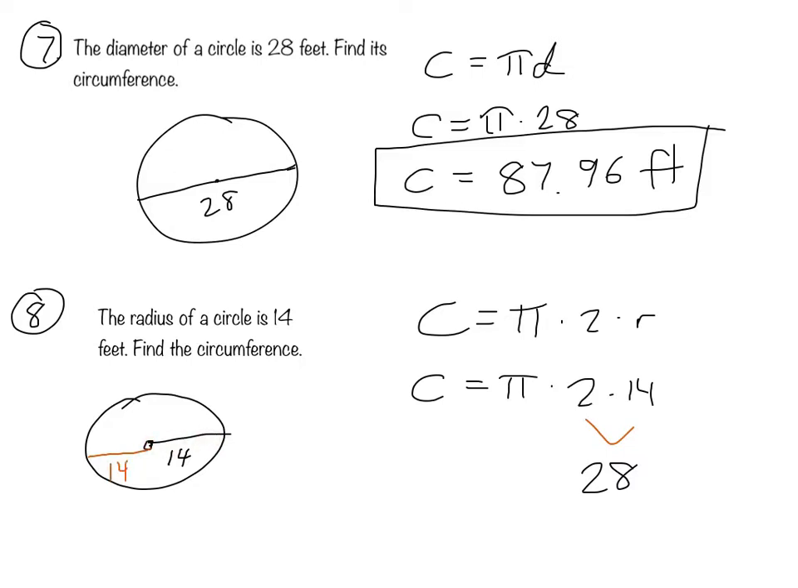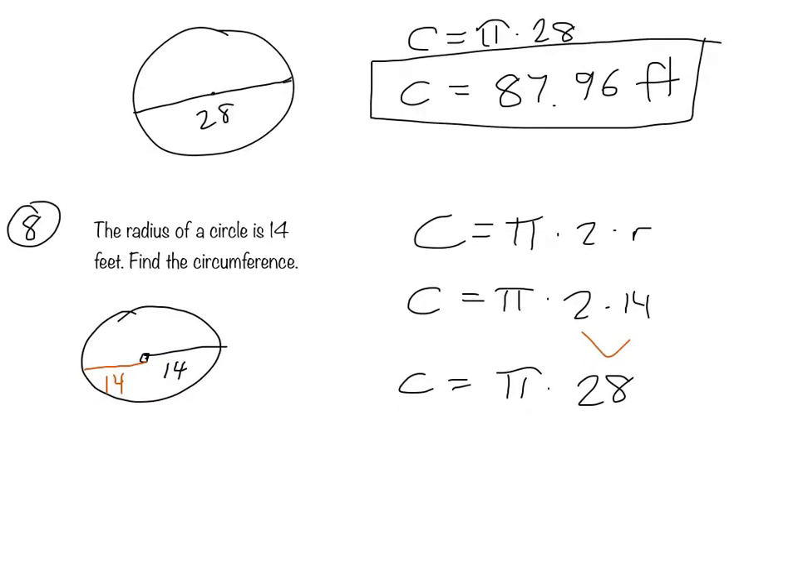Because if I took the radius, that radius there is half my diameter. If I put in another radius there and connect through the center, now I have 28. This one right here is exactly the same as this one here. So now we have C equals pi times 28, which is what we had last time up here. And so now we get C equals 87.96 feet, again rounding.